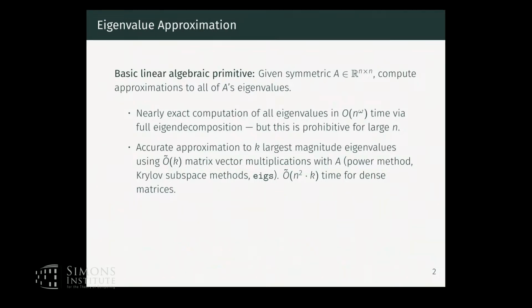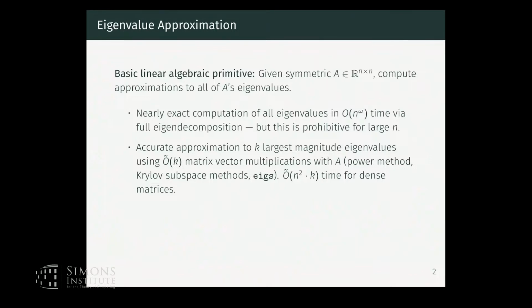We know that we can do this nearly exactly, or basically to extremely high precision, in roughly n to the omega time with a full eigendecomposition or other full matrix decompositions. But this is prohibitively expensive for large n. So if n is really large, even something like n squared can be expensive.